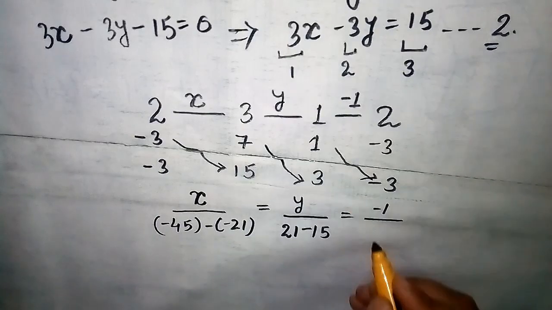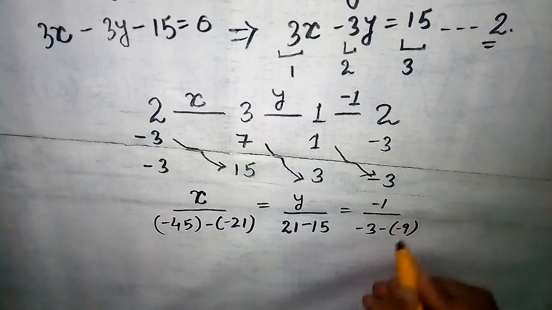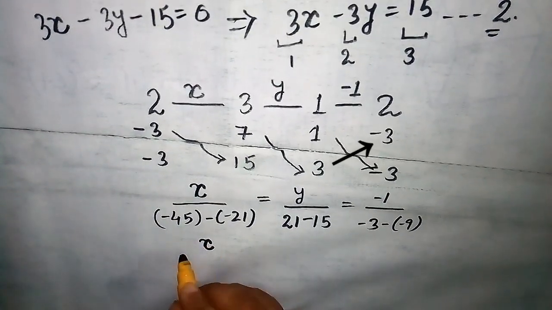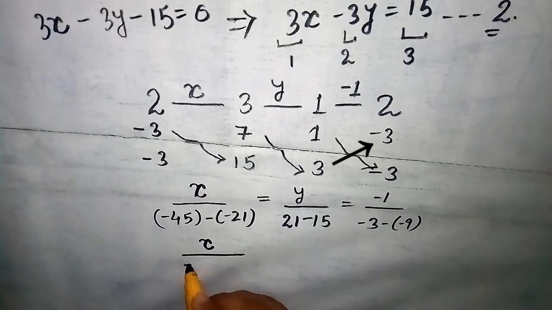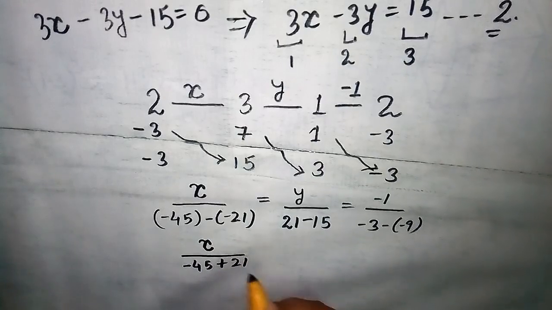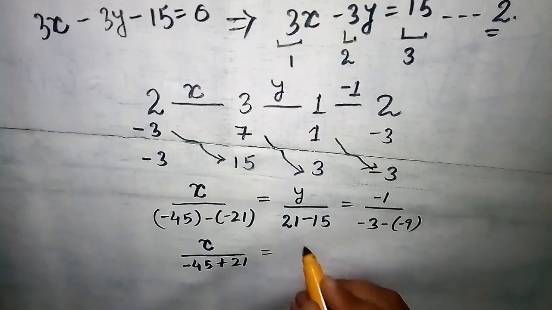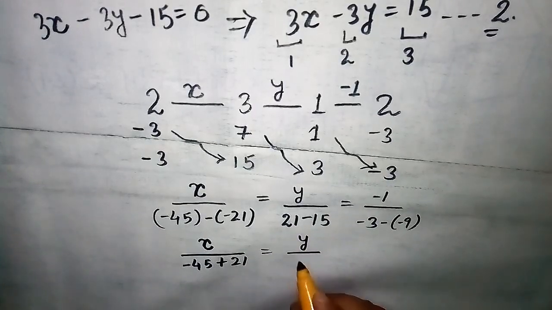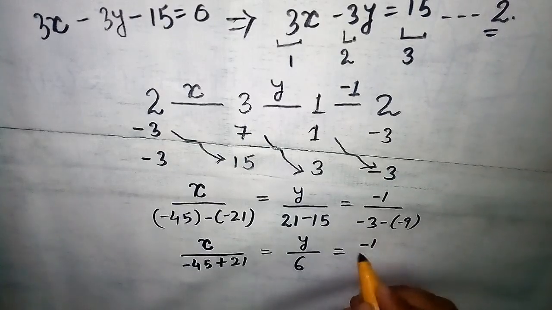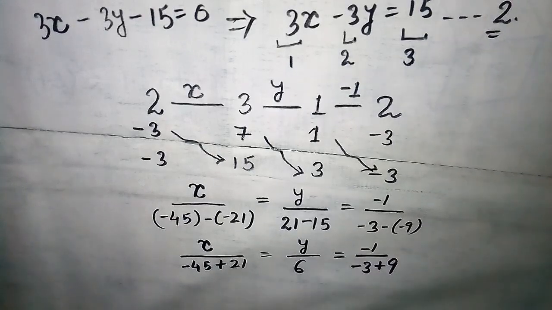So remember, there will be minus between these two terms. So minus 1 upon cross multiplication of last two columns, that is 1 into minus 3 and 3 into minus 3, minus 9. So now x upon, let us simplify, minus 45 as it is, and two same signs are there, so will be plus 21 equals to y upon 21 minus 15 is 6 and minus 1 upon minus 3 plus 9.